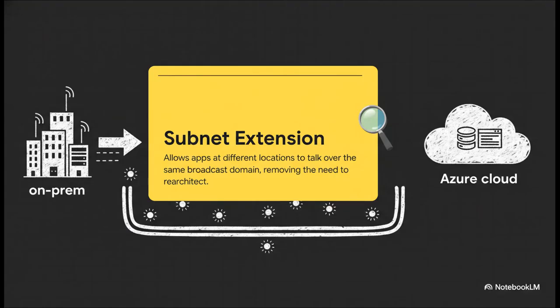Well, subnet extension is a really clever trick. It basically makes two totally separate physical networks act like they're one single logical network. It lets the apps in Azure and the apps on-prem talk over the same broadcast domain. What that really means is it kind of tricks them into thinking they're on the same local network. And that's the magic, right? Because it means you don't have to rip everything apart and re-architect your whole network from the ground up.